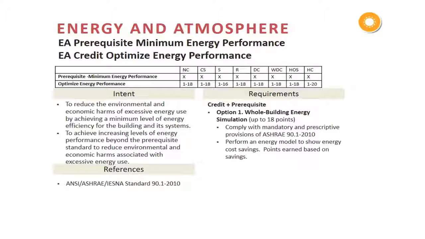Now the intent here, they're very similar intents, but they vary just a little bit. At the prerequisite level is to reduce the environmental and economic harms of excessive energy use by achieving a minimum level of energy efficiency for the building and its systems.